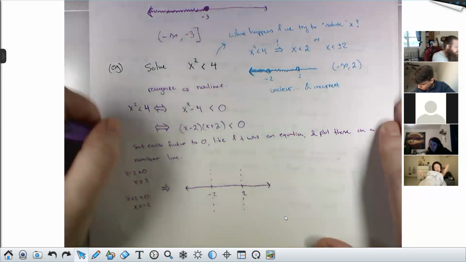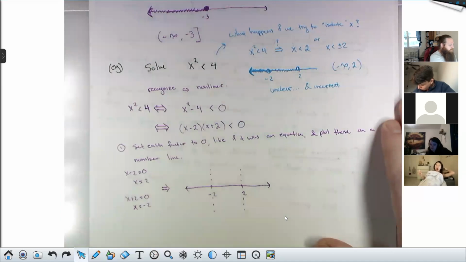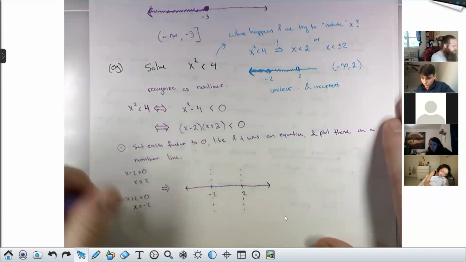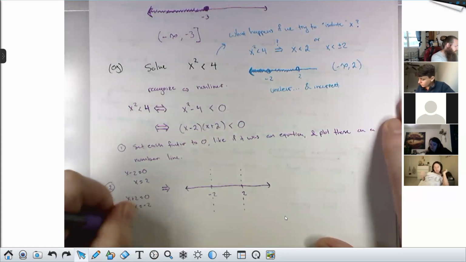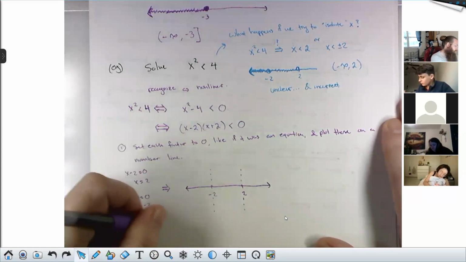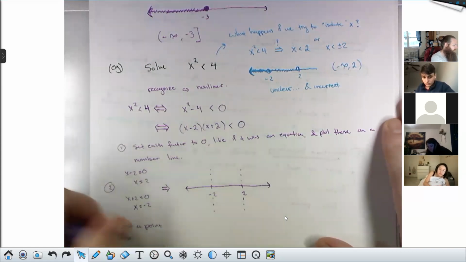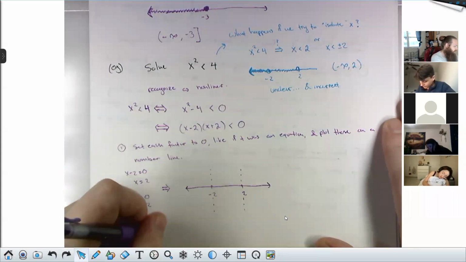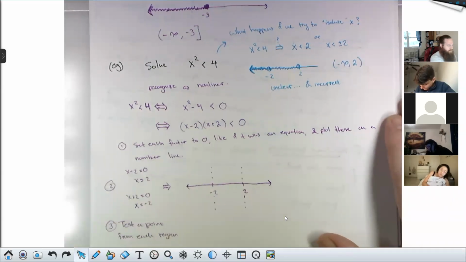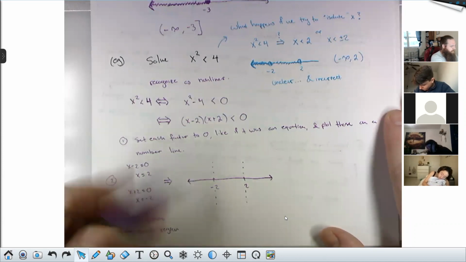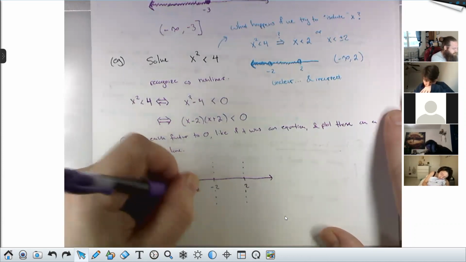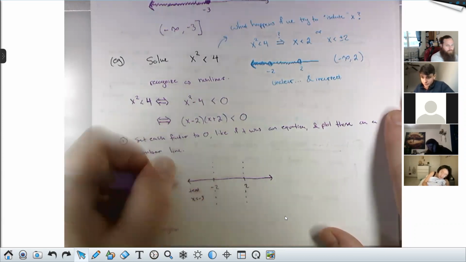So your first step, pull everything to one side and factor, then set each factor to 0 like it was an equation. Then you plot those on a number line. And then your final thing to do here is to test a point from each region. Okay. So over here, I could test x equals negative 3 and see what I get.